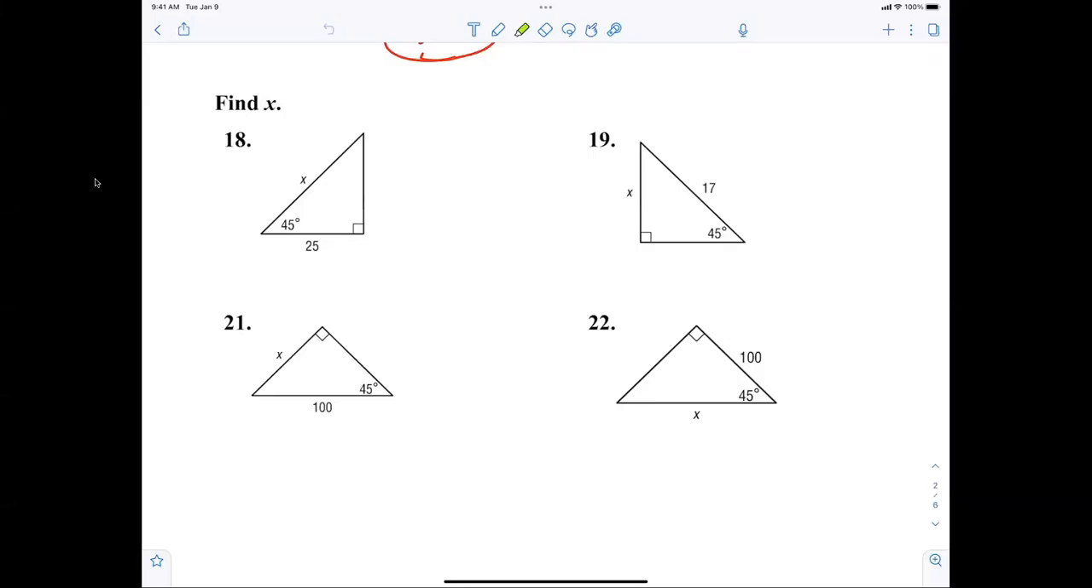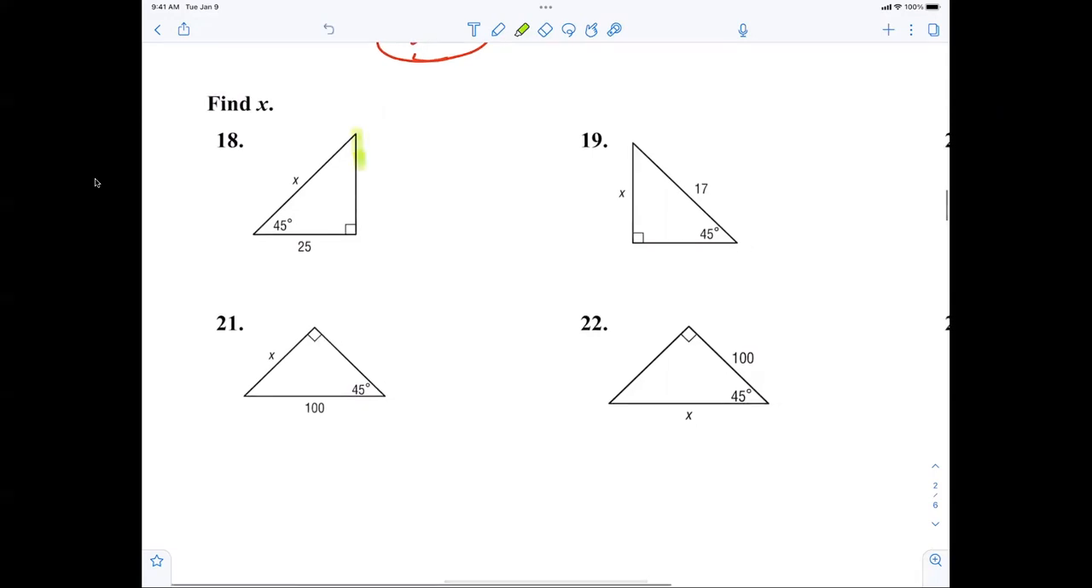All right. So with this right here, somebody tell me what this length would be right here. 25. All right. The reason it's 25 is because it's an isosceles right triangle, which automatically means these two are equal. How do I know those are equal? Because if that's 45, that's 45, which means the sides are equal.